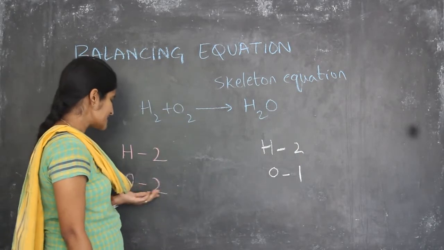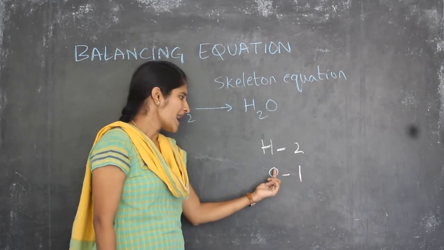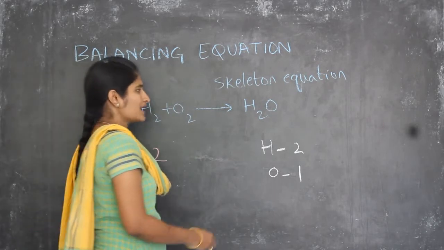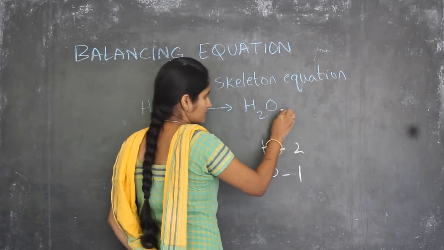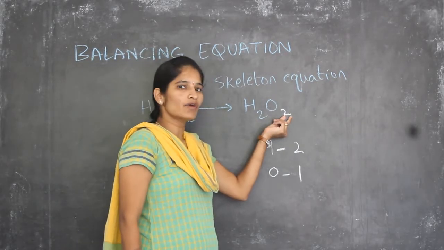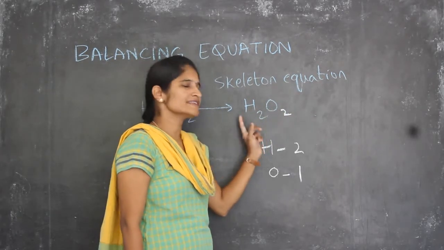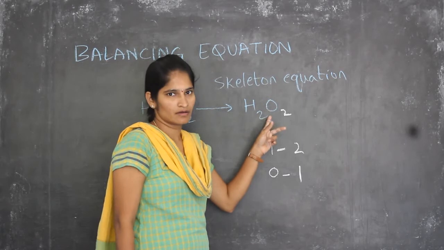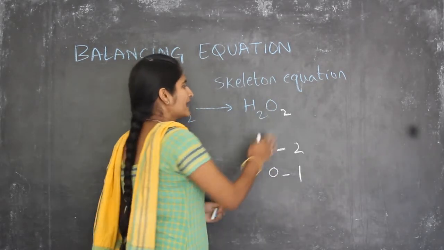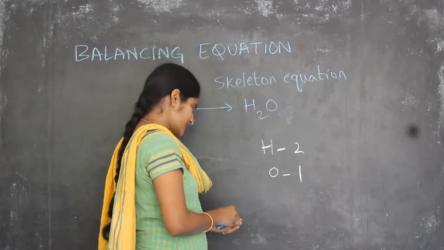Now here oxygen atoms are 2 and on the other side oxygen atom is 1. That means I have to add another 1 atom over here. Suppose if I add it here, what does it become? H2O2. That means we have changed the ratio of atoms, and that we should not do. So we need to add this: here it is 1, another 1, so it becomes 2.